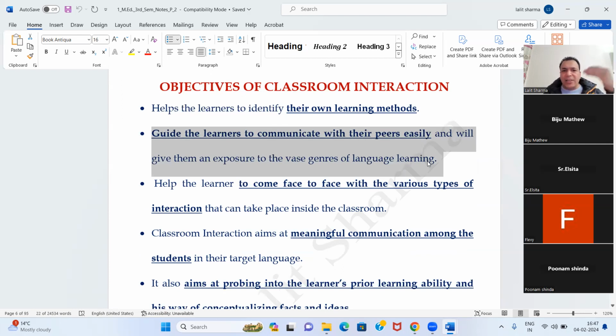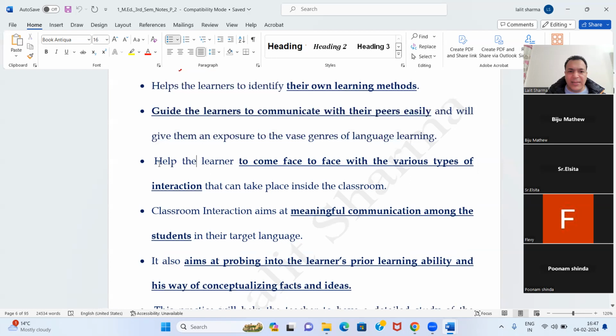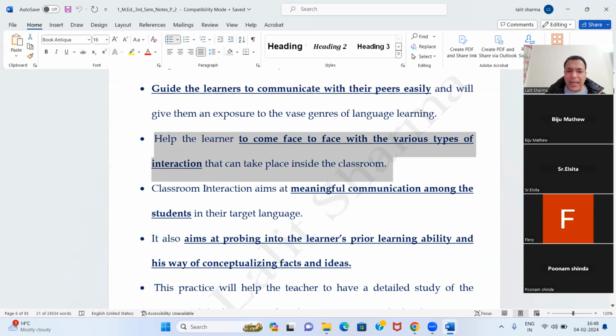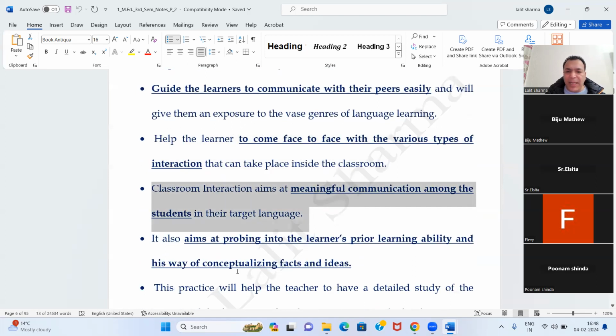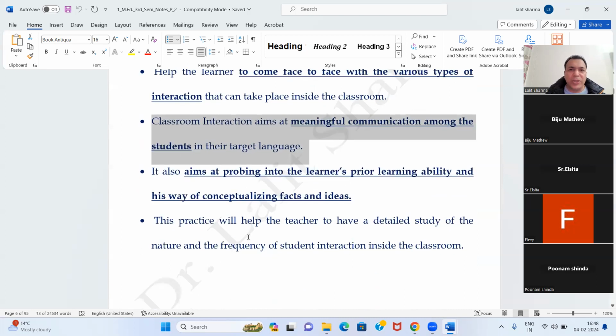So basically, it also develops communication skills when you start discussing with the students or with the teachers. The next objective is that it helps the learner to come face to face with the various types of interaction that can take place inside the classroom. Classroom interaction aims at meaningful communication among students in their target language. So this is important, guys.